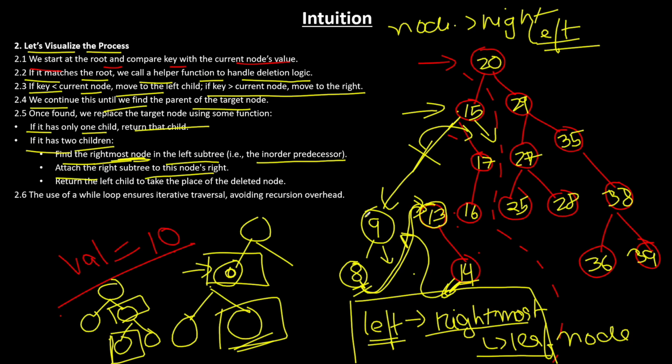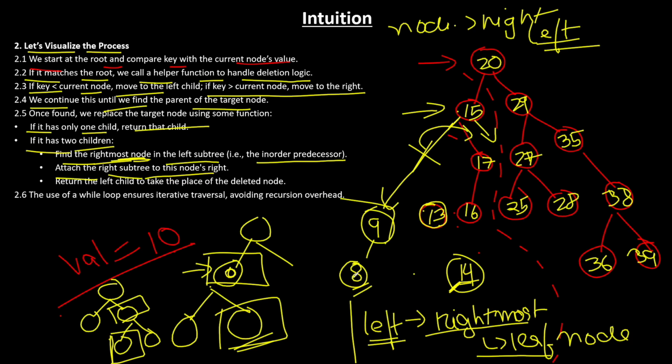If you remember, if you take this particular left subtree, we attach the right subtree, which is this one. Let me clear. So if you were taking the left subtree, we were attaching its right edge to the right subtree. Correct? Or vice versa, if you take the right subtree. Okay. We return the left child to take the place of the deleted node. So after doing this connectivity, return the left child. What does that mean?